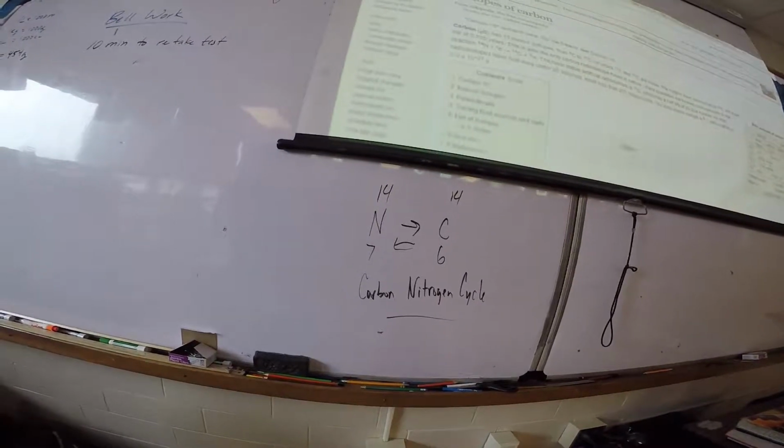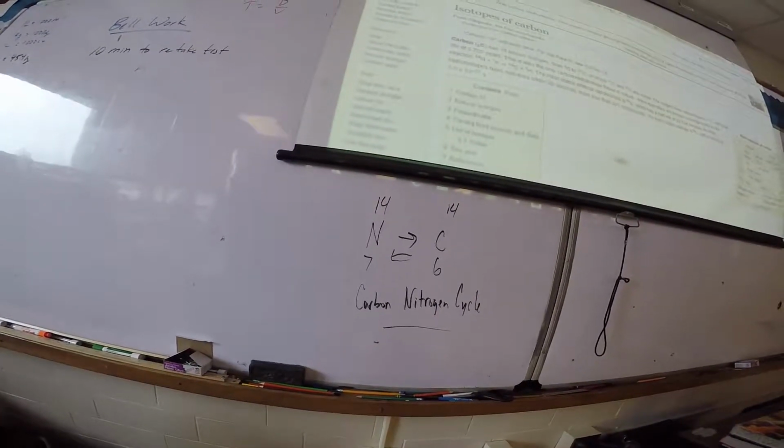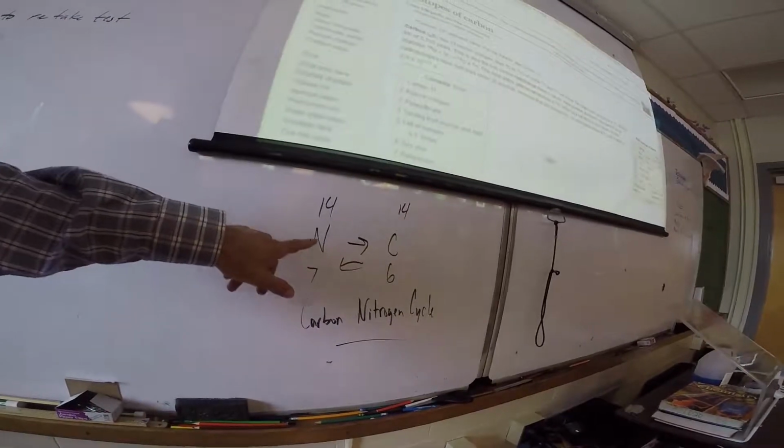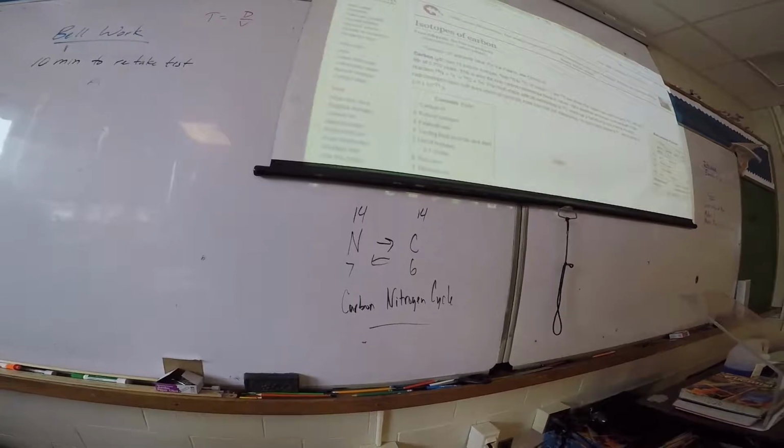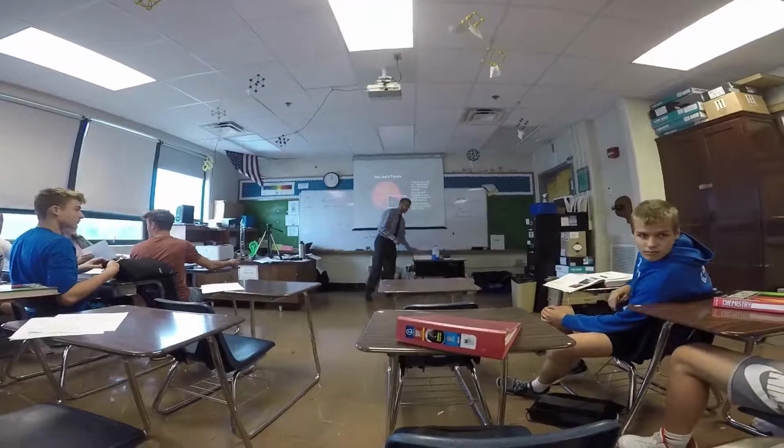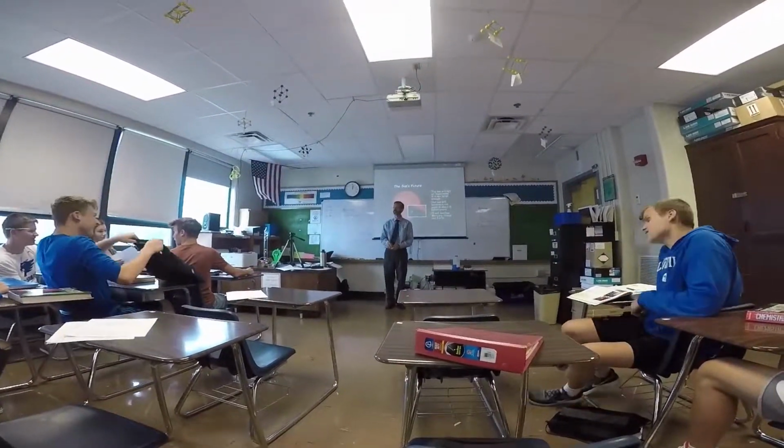This is a generic carbon-nitrogen cycle. Carbon 14 cycles back with the nitrogen 14. We'll get into more specifics in the chapter on radioactive decay. Now, this is another type of change.